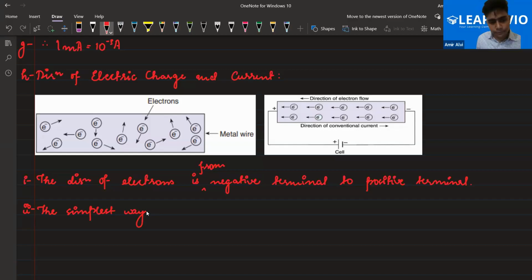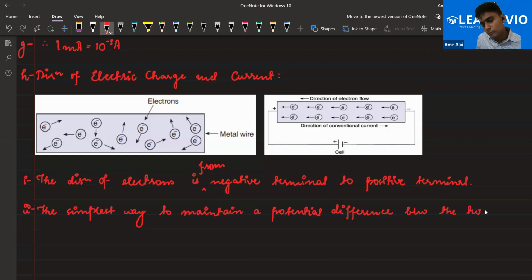Simplest way to maintain a potential between the conductor, so as to get a continuous flow of current, okay? Or flow of charge.